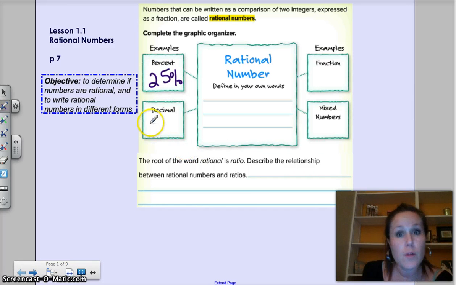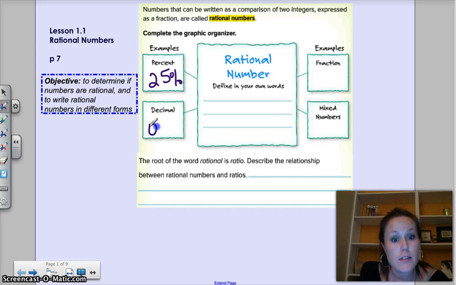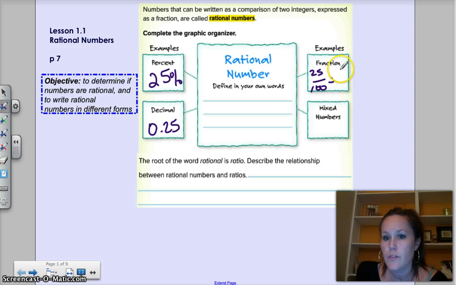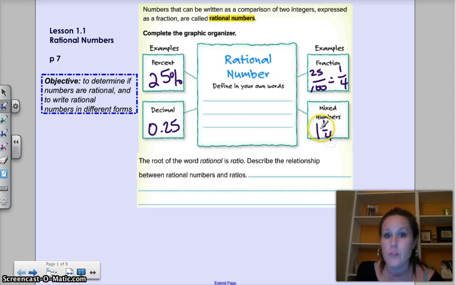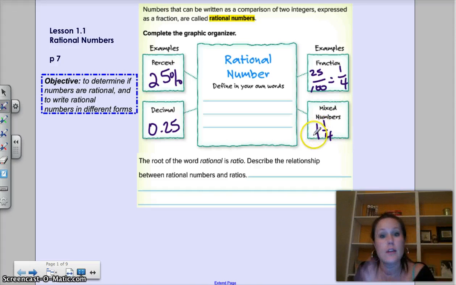The decimal format of 25% is 0.25. It's a decimal. We may have a fraction, again 25 hundredths, which anybody know what that is? Reduced all the way down, simplified, 1/4. And then we could also have a mixed number as a rational number. Just because it's a fraction doesn't mean it can't have a whole number in front of it. So we could have like 1 1/4, for example. So all of these things are rational numbers.